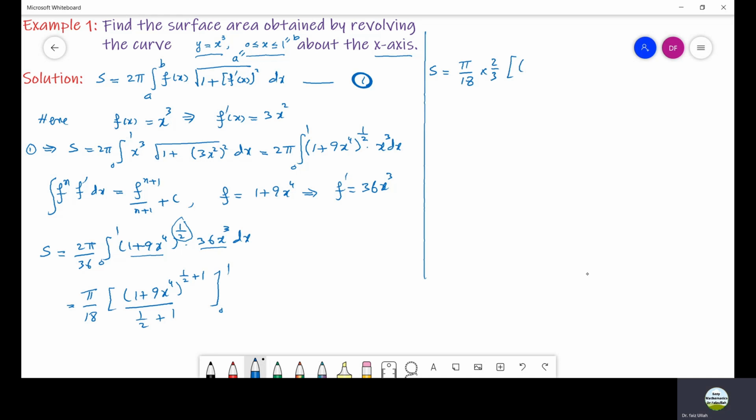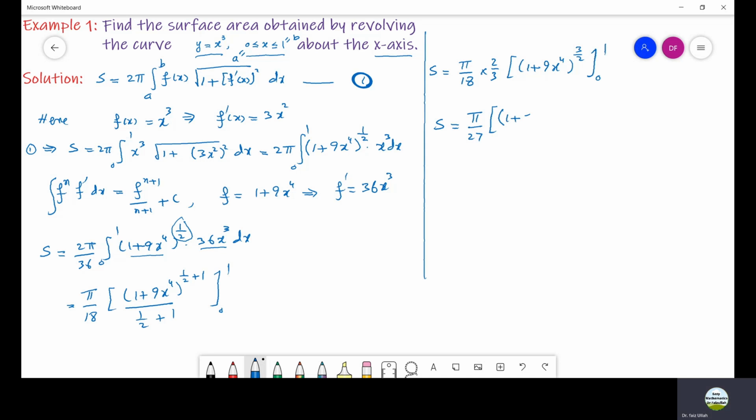And this is now (1 plus 9x^4), 1 over 2 plus 1 is again 3 by 2. The limits are from 0 to 1. Now let us put the limits. So we have pi divided by, if we simplify this, we get 27. And now let us use the limits. So let us plug in 1.